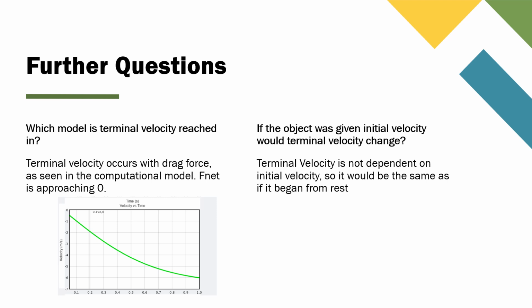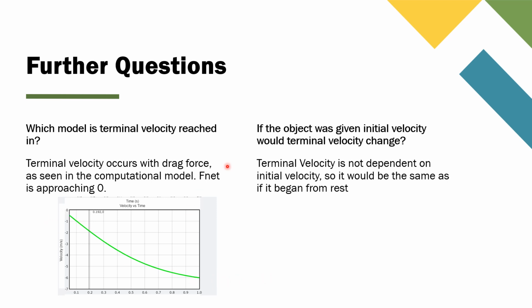And then some further discussion questions. Which model is terminal velocity reached in? We can see that terminal velocity occurs with drag force, and it's seen in the computational model. This is when the net force is approaching 0. Terminal velocity is when the drag force is equal to the gravitational force, so then net force is equal to 0. And we can see here it didn't quite reach it, but just about here. It levels out about right here if this imaginary line continued on.